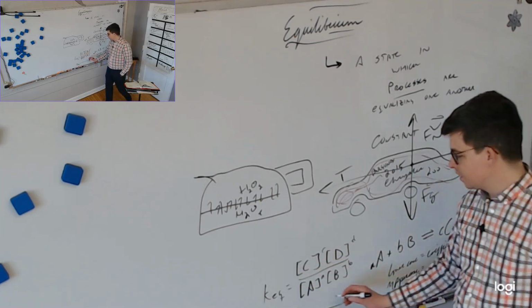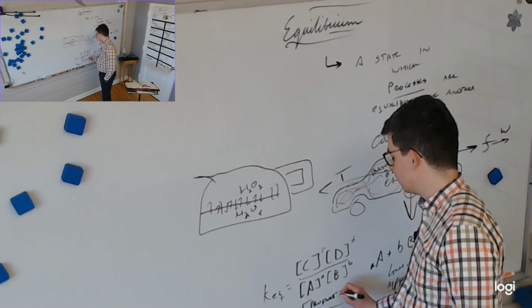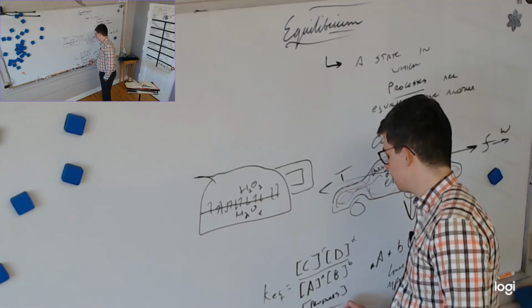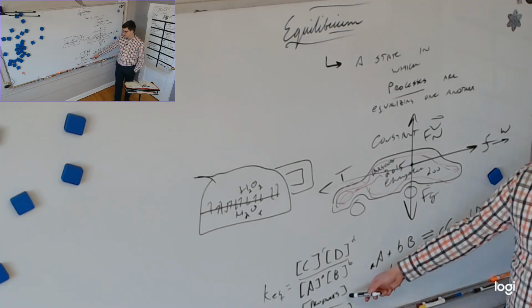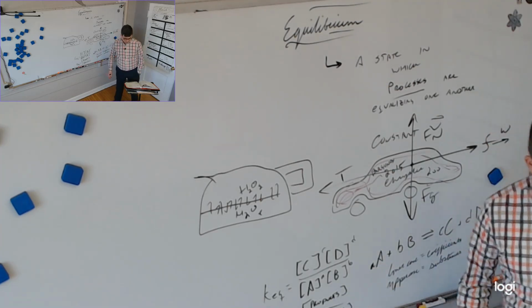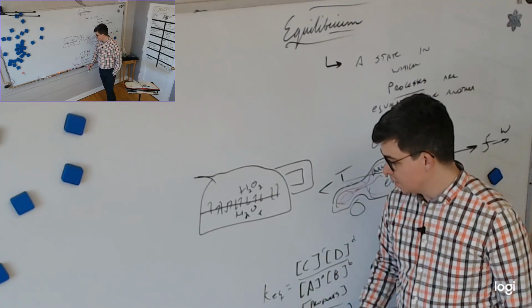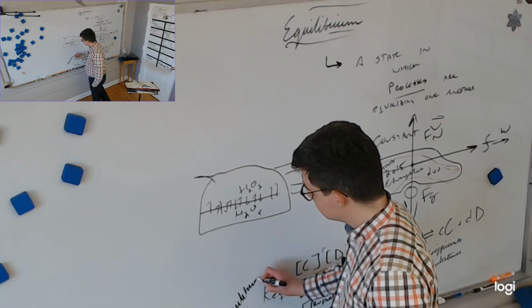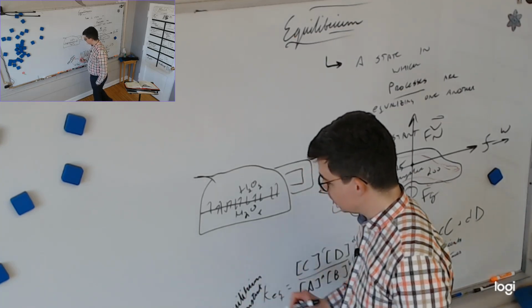Concentration of the products, and obviously those things need to be raised to the power of their ratio, over the concentration of the reactants. So basically, this is a ratio of amount of product to amount of reactants. And when that reaches a set value, the KEQ, this is the equilibrium constant. And that's what we're trying to find here.